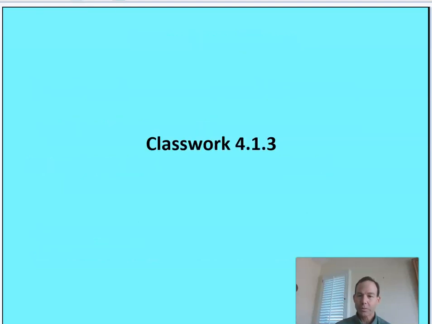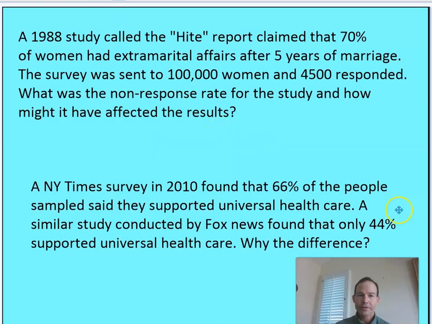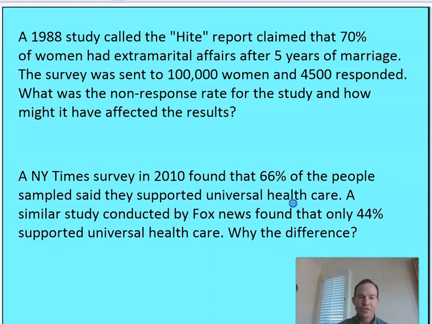All right, this brings us to classwork 4.1.3. A study called the Height Report claimed that 70% of women had extramarital affairs after 5 years of marriage. The survey was sent to 100,000 women and 4,500 responded. What is the non-response rate for the study and how might it have affected the results? And then question number 2: a New York Times survey in 2010 found 66% of the people sampled said they supported universal health care. A similar study conducted by Fox News found that only 44% supported universal health care. Why is there a difference?